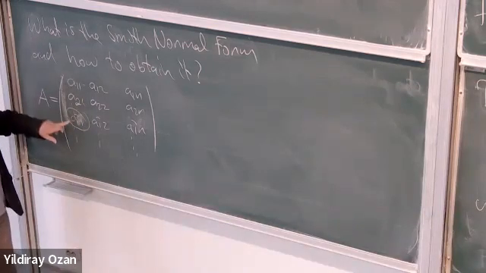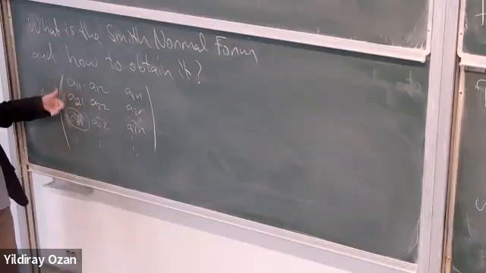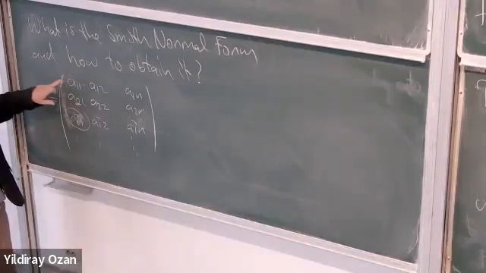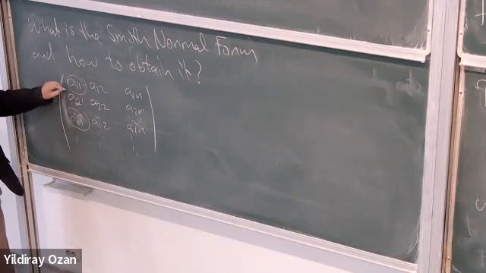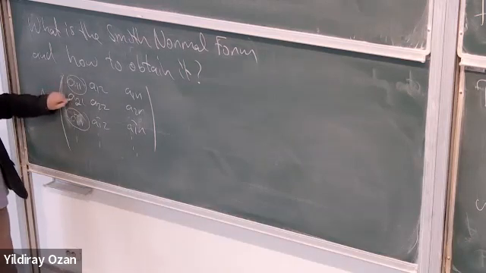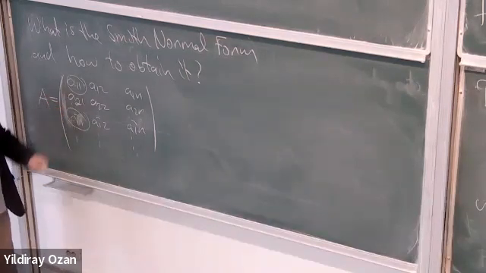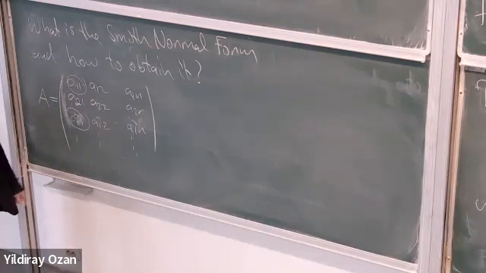But if one of them is not zero, by interchanging the rows, I can assume that the first one is not zero. If this is not zero, then what I will do, I will try to divide all the elements here by this one, by the first element here.